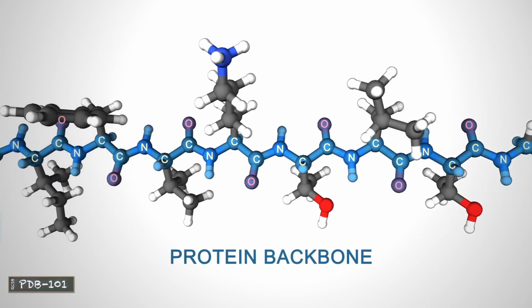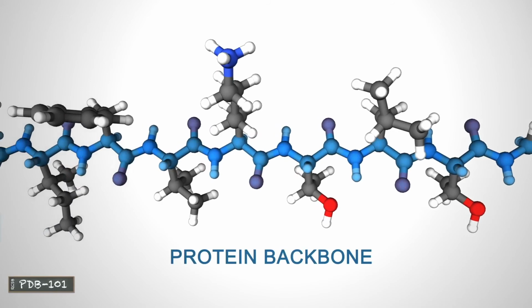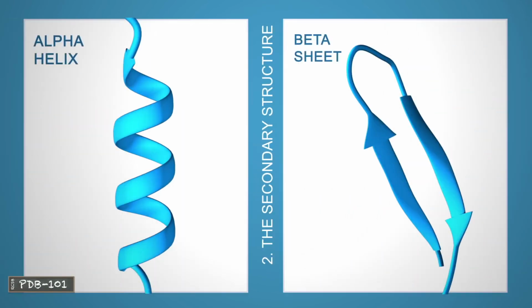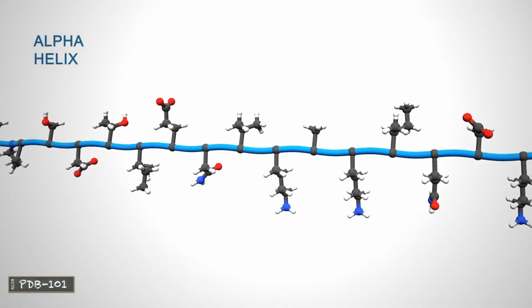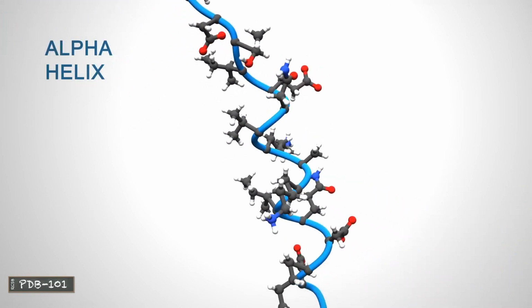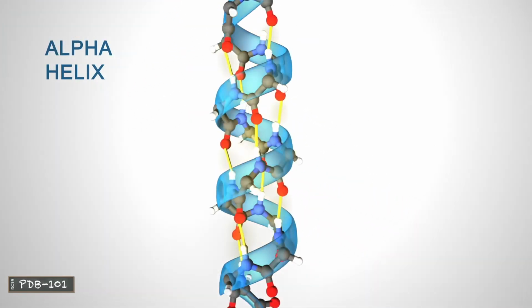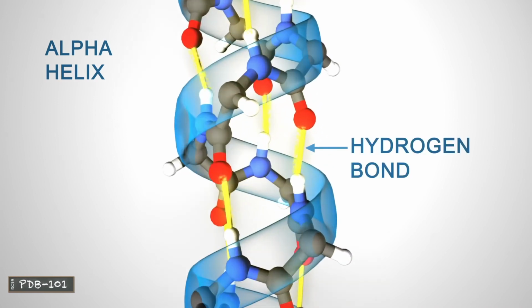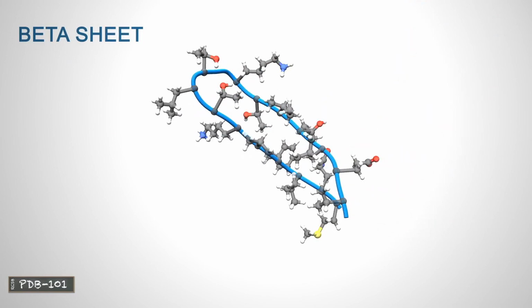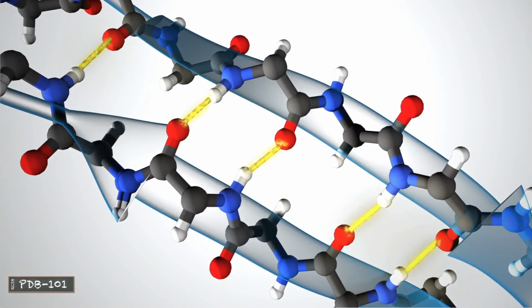This linked series of carbon, nitrogen, and oxygen atoms is the protein backbone. Protein chains often fold into two types of secondary structures, alpha helices and beta sheets. An alpha helix is a right-handed coil stabilized by hydrogen bonds between the amine and carboxyl groups of nearby amino acids. Beta sheets are formed when hydrogen bonds stabilize two or more adjacent strands of amino acids.